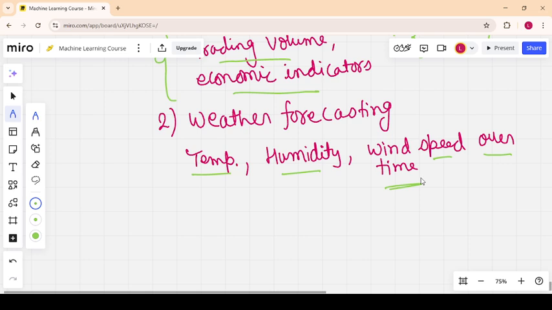So we understood the four types of data. First is structured data. Second is unstructured data. Third is semi-structured, and fourth is time series data. Time series data has the special property of incorporating time, which makes it very useful for tasks like weather forecasting as well as stock market analysis.